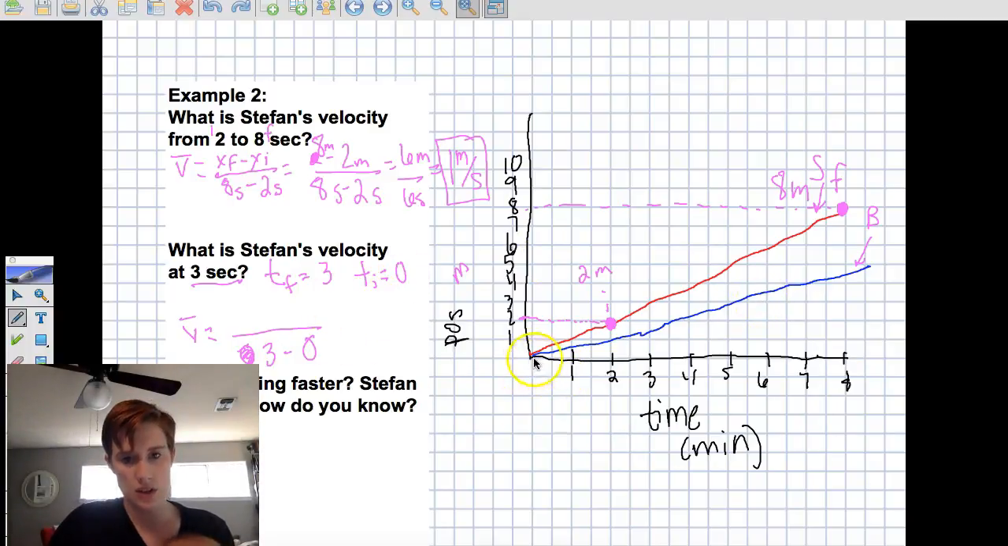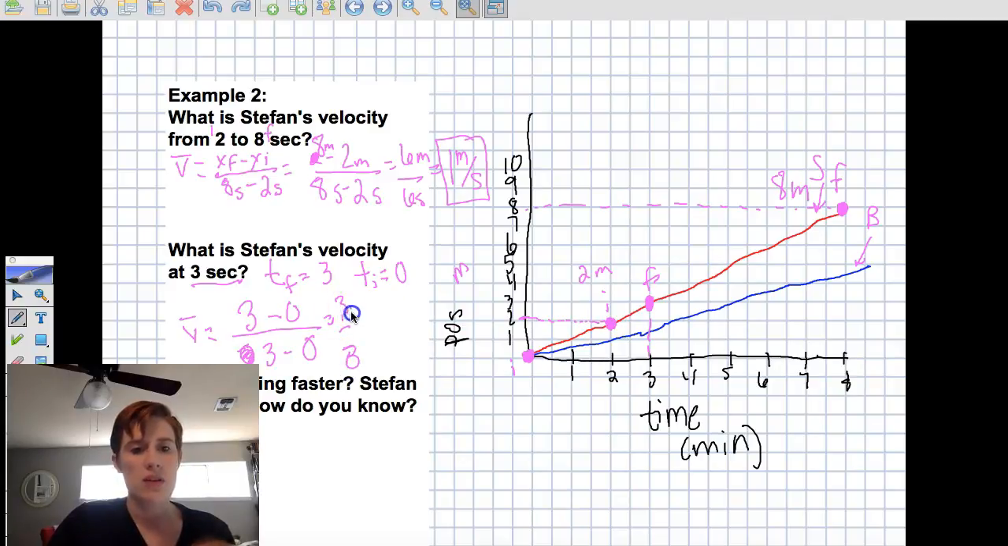Well, he starts at 0, which is down here. That's his initial in this problem. And he stops at 3 seconds right here. So this is his new final. Okay, so what's his position here? Well, his final position is 3 meters. His initial position was 0 meters, which comes out to 3 over 3.